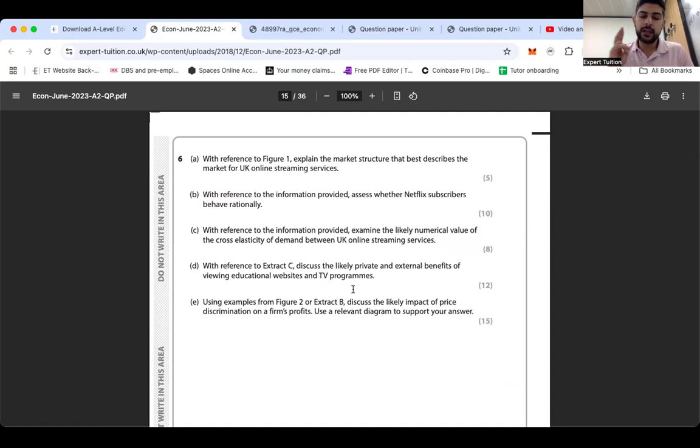It's a great eval. Second eval, those of you that have been taught by me before will know this, I always bang on about how there are clues in other questions. In the data set that you're given and the questions they set you, there are clues. Do you know what the clue is here? The A marker. The A marker is: with reference to the information provided, examine the likely numerical value of the cross elasticity of demand between the UK online streaming services. Right, I'm not going to delve too deeply into this, but XED tells me whether the goods are substitutes or complements. Why is that relevant here?